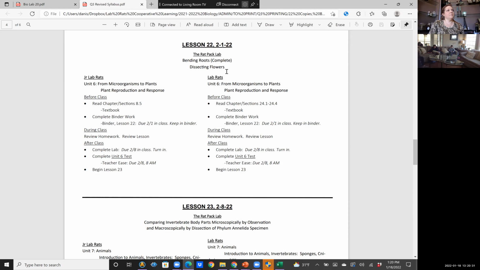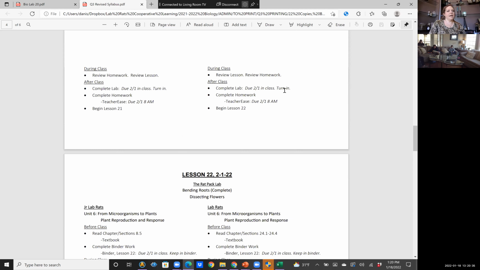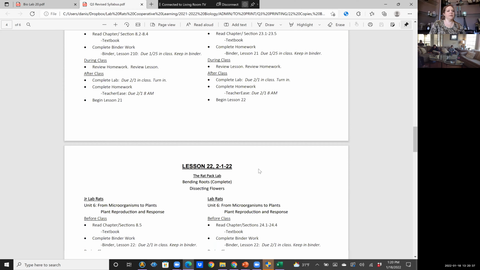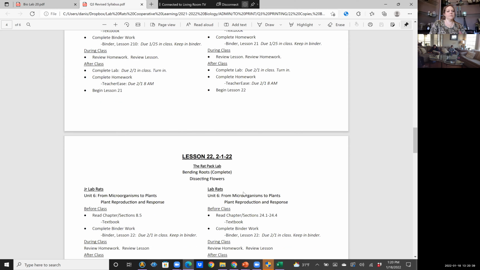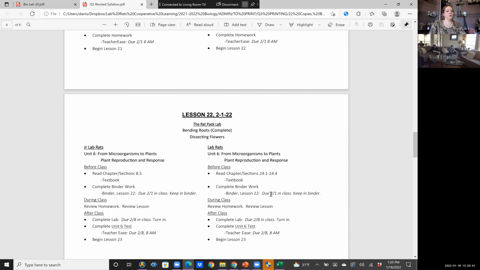And you're also going to take that time to complete the write-up for the bending roots, because that gets turned in. And you're going to turn it in the same day. So when you come back, you'll complete it and turn it in. Get your data, complete it, turn it in.